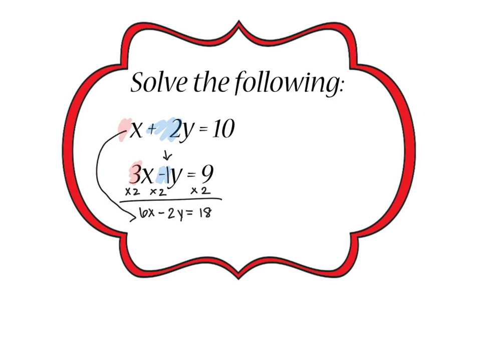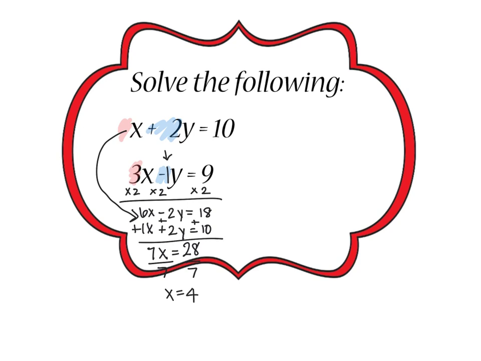And then if I rewrite this one right below it, now I can add. And these y's will cancel out. So I have 6 plus 1 is 7. The y's are going to cancel, equals 28. I divide by 7 and I get x is 4.